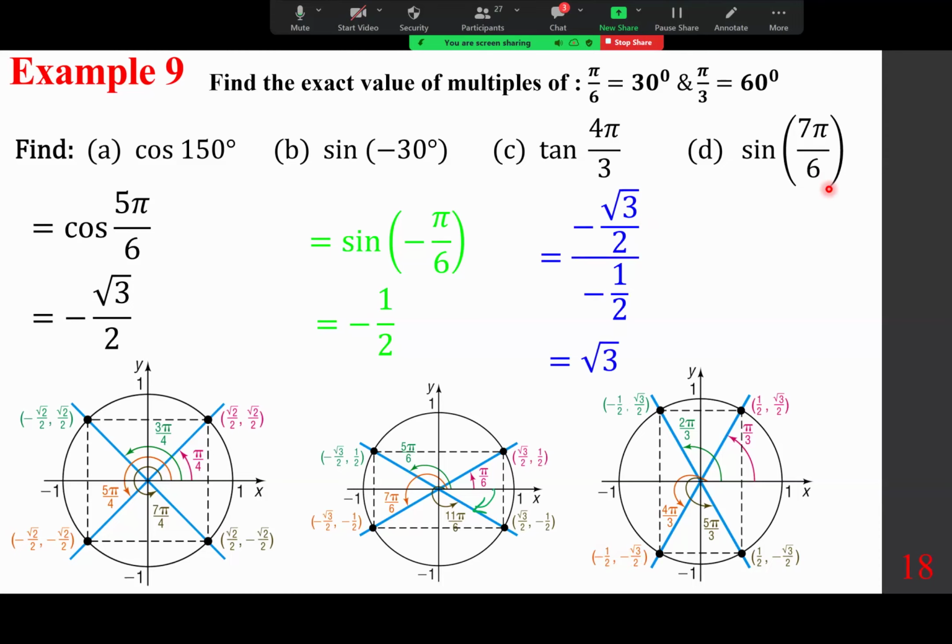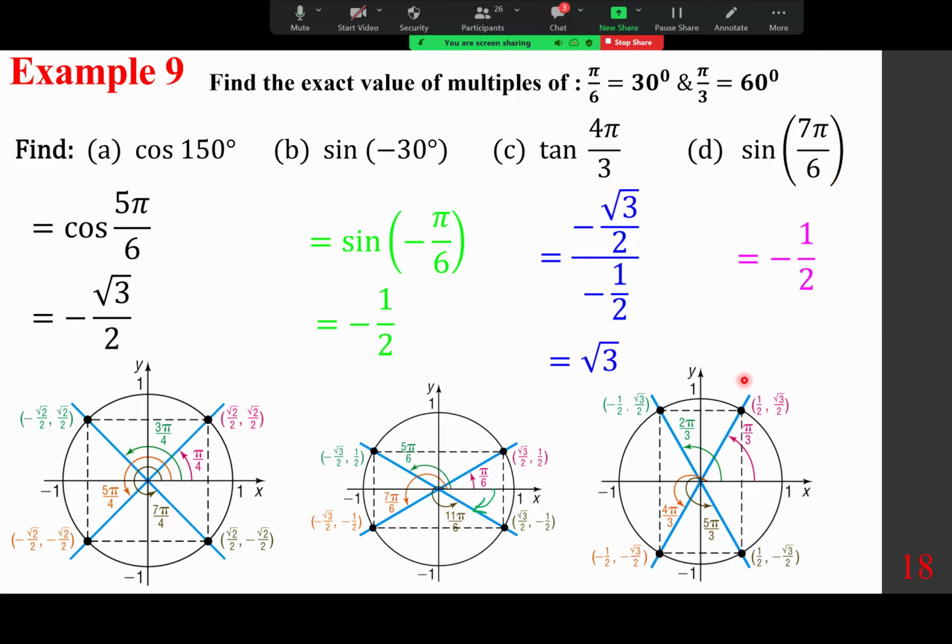7 pi over 6. 7 pi over 6 puts us here in this quadrant, the third quadrant. Both sine and cosine are negative, so the same as the sign here, but negative here, so minus 1/2. I will look at this concept from a different point of view in a moment, known as a reference arc. That is helpful, but as long as you know pi over 6, you can figure out any multiple of that and knowing where it lands.